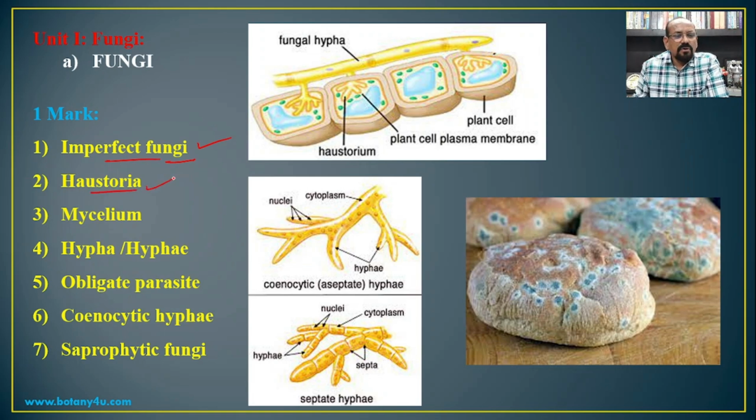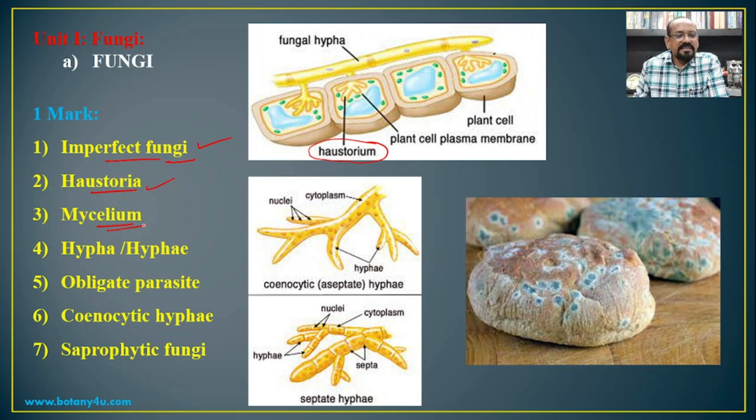Then the second one, Haustoria. We know the fungi are a group of organisms which depend upon other organisms for their mode of nutrition, meaning it is a group of heterotrophic organisms. When it absorbs food material from another organism by sending a protuberance from the hypha, that is known as the Haustorium. This Haustorium is responsible for the absorption of food material from the host plant.